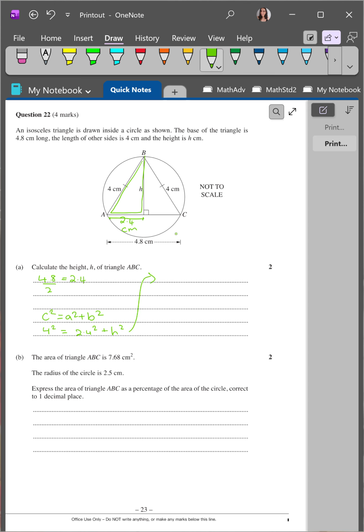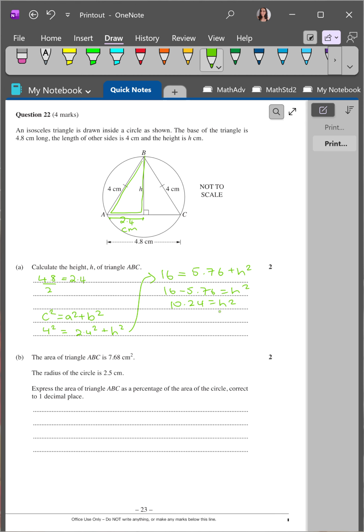After this, let us actually do the squared things. So 4 squared equals 16, and then 2.4 squared is 5.76 plus h squared. Now, if we want to find the value of h squared, let's move this 5.76 over to the left side. So let's subtract it from both sides. 16 minus 5.76 equals h squared. If we simplify this left side, 10.24 equals h squared.